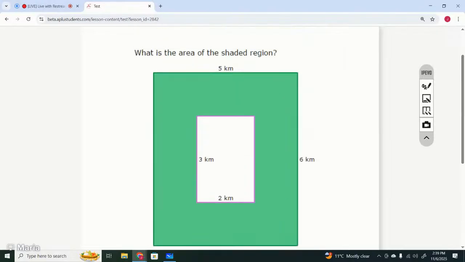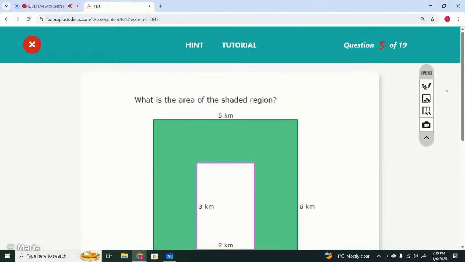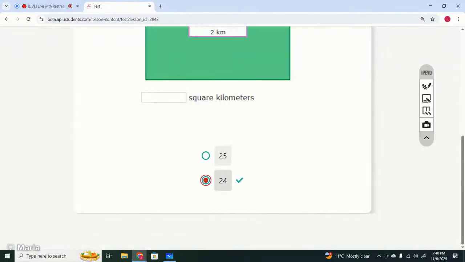What is the area of the shaded region? Calculate the area of the bigger rectangle, that is 6 times 5 is 30. And now calculate the area of the smaller rectangle. 2 times 3 is 6. Just subtract the area of the smaller one out of the bigger one. So 30 minus 6 is, yes, 24 it is. The correct option is 24. Option number 2 is the correct option.